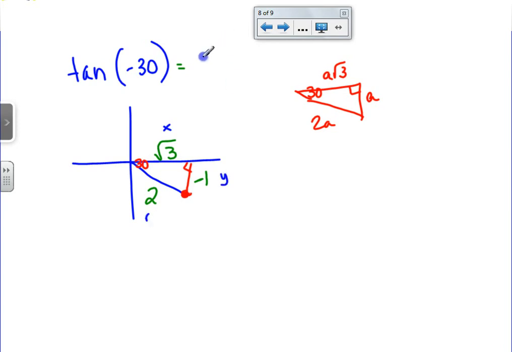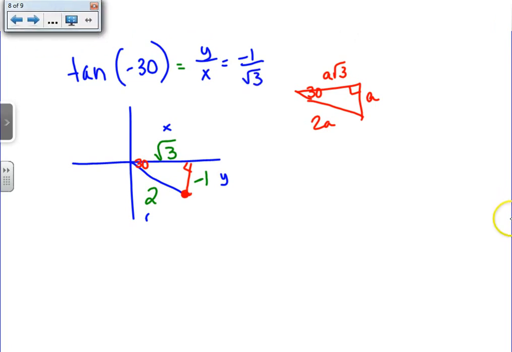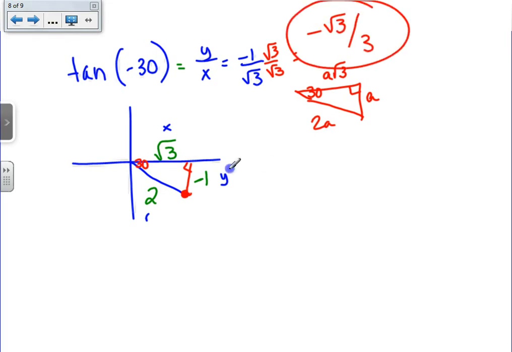Okay, what's the formula for tangent again? Y over x. So if I start setting that up, I'd go -1 over square root of 3. But I can never leave my answer like that. Why not? I have to rationalize. So top and bottom by the square root of 3. And you end up with negative square root of 3 over 3. If you type in the tangent of -30 into your calculator, you're going to get a decimal, and that decimal is equivalent to negative square root of 3 over 3.